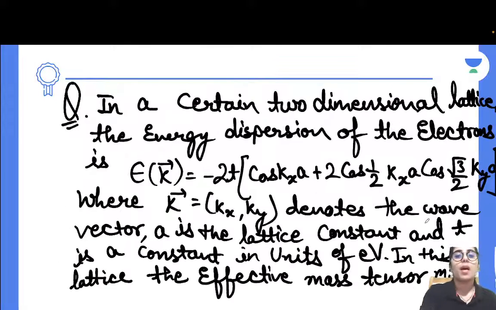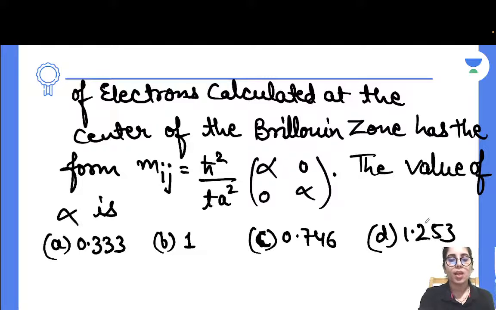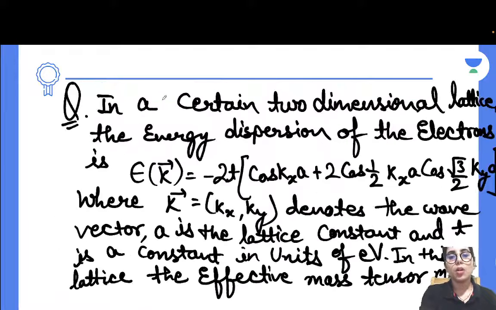In this case, what will happen? They have given you the energy dispersion relation, and then they have given you the kind of form for the effective mass, right? So in this case, you have to find the effective mass tensor first of all. When you work on finding it, you have to form the tensor here. Tensor is basically a kind of matrix. It's 2 by 2 order or 3 by 3 order.